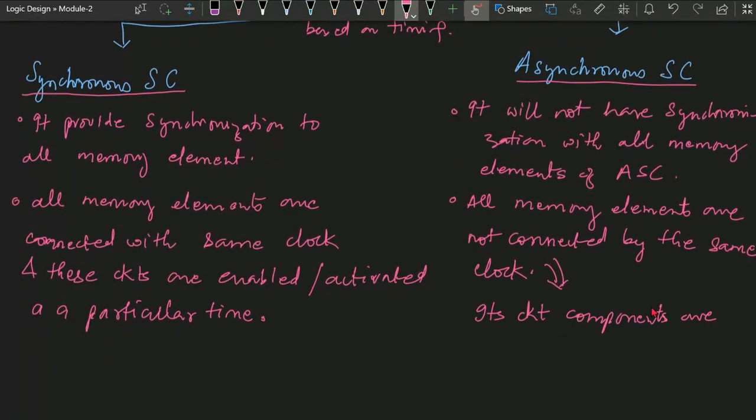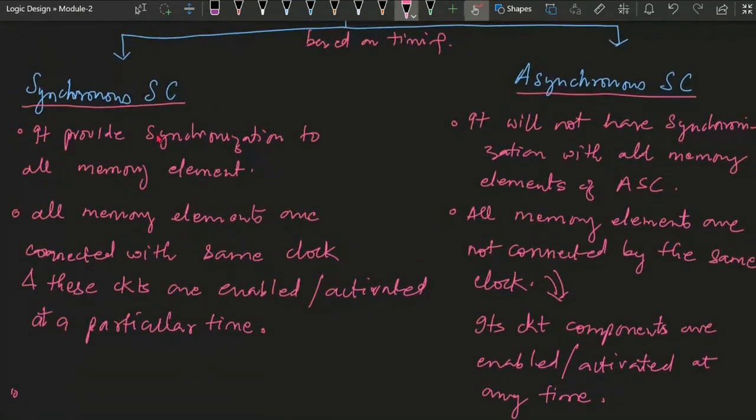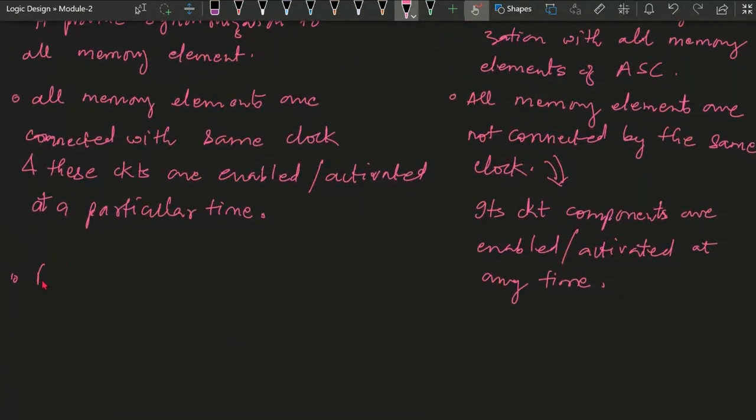Its meaning is that its circuit components are enabled or activated at any time. It is not certain that all the components will be activated at the same time. One may be working in off mode, one may be working in on mode; likewise one is on, another one is off. That is asynchronous sequential circuits. The basic memory elements used in synchronous sequential circuits are called flip-flops.